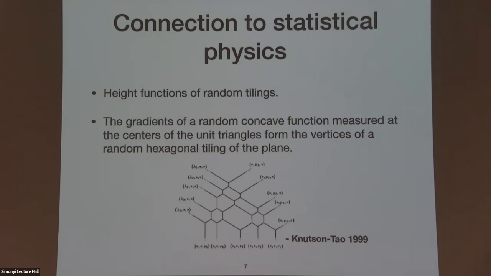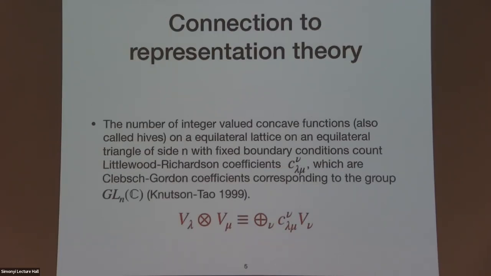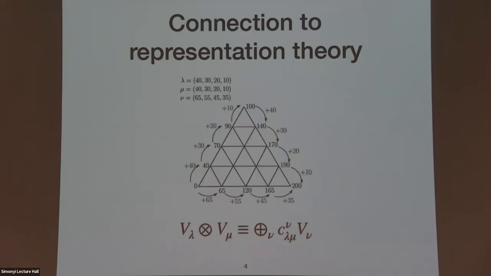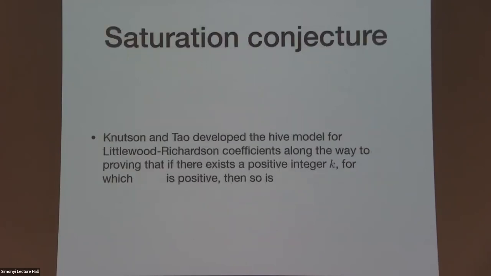So our interest is more along the lines of statistical physics. These hives can be thought of as height functions for random hexagonal tilings of this sort. So in the previous picture, if you have this piecewise linear function, you can ask what is the gradient on this face. It's going to be some vector in R2. So what we do is we take that vector in R2 and plot it on the plane.